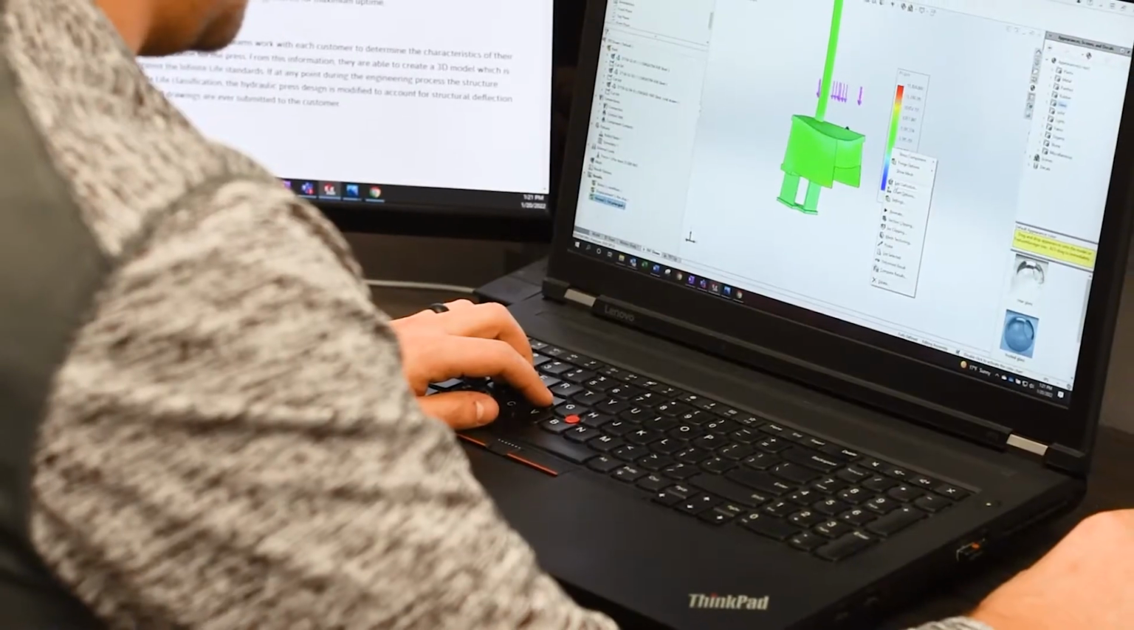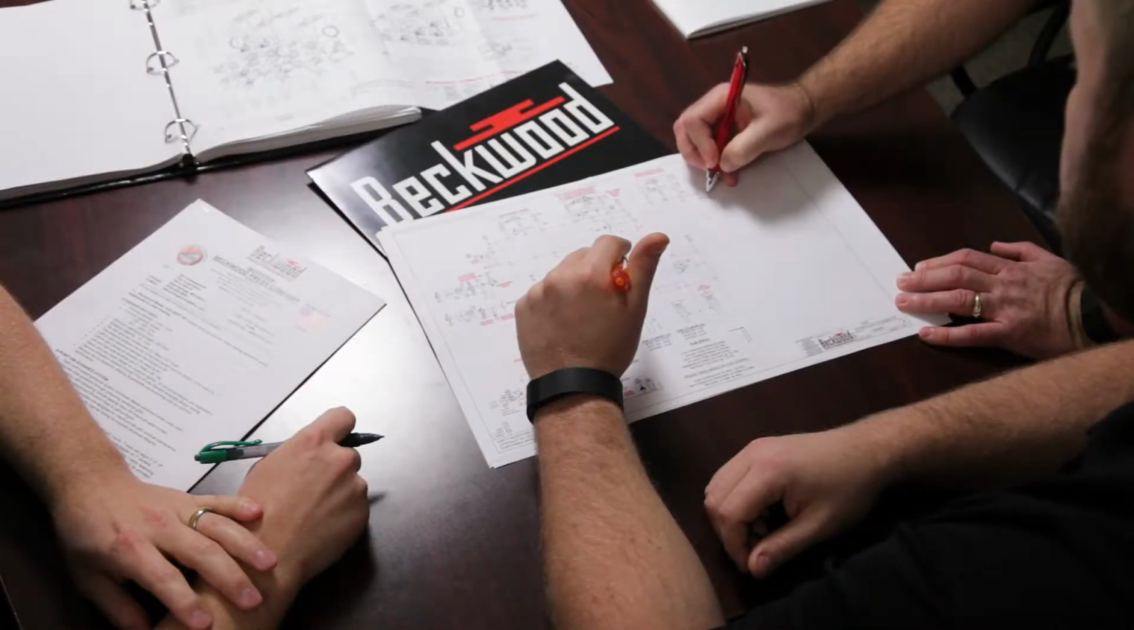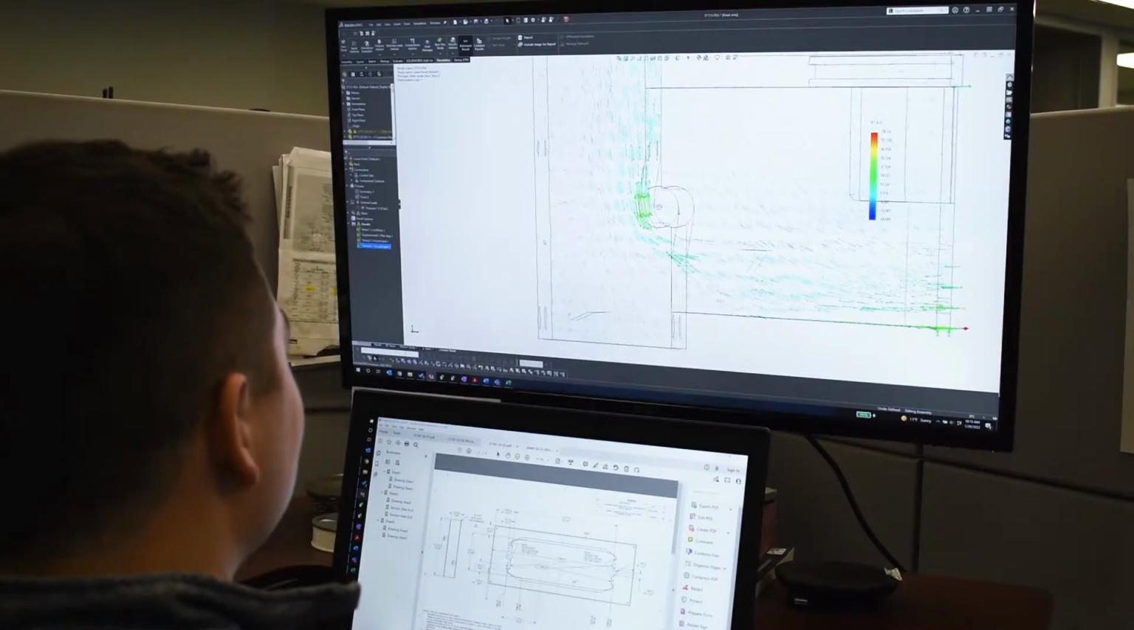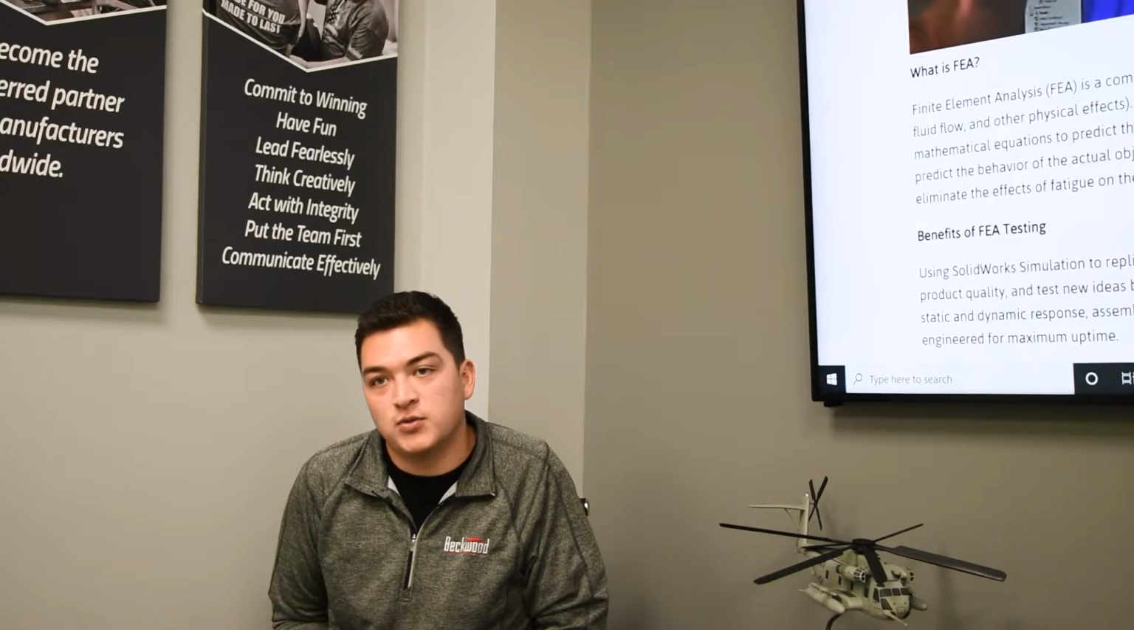real world. Designing for infinite life is not only reducing the stresses low enough for one cycle, but lowering the stresses enough so that the fatigue properties of our presses can handle multiple cycles over the life of the press.